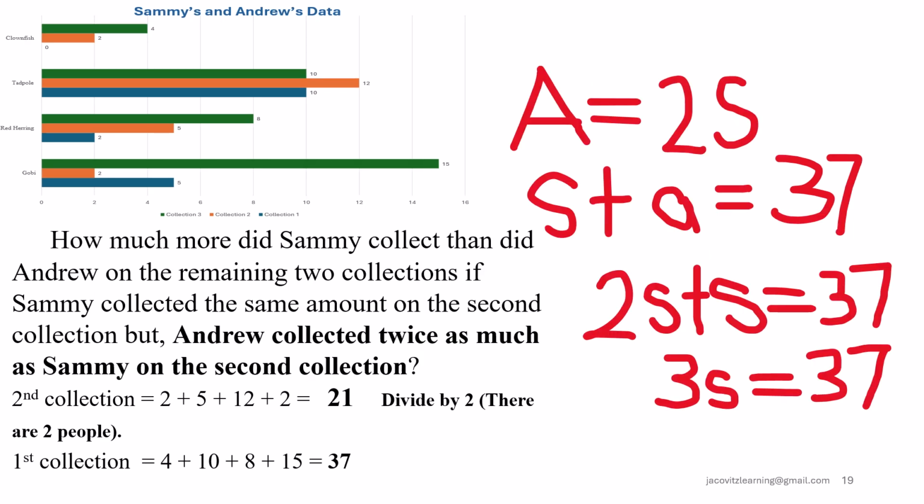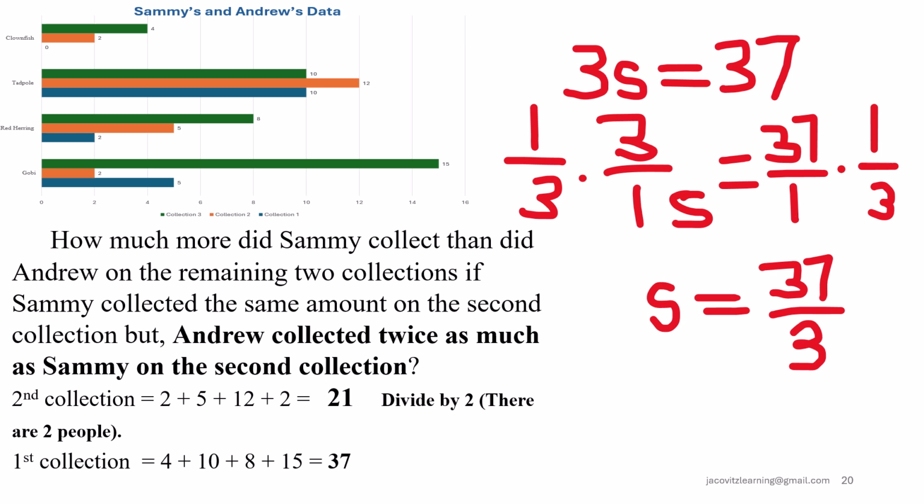As we move on to the next one, we have Andrew collected twice as much as Sammy did on the second collection. So you remember this problem, this equation, S plus A equals the amount. And the amount was 37. So Andrew equals twice Sammy. So twice Sammy plus Sammy equals 37. 3S equals 37. Now this time, Sammy is going to be used as an S. So when we move over, we have 3S equals 37, the reciprocal of 3. And remember, we make this 3 over 1 times 1 over 3. And then they cross out. 3 times 3 is 1, 1 times 1, so that becomes 1. This is 1S. And then this is 37.